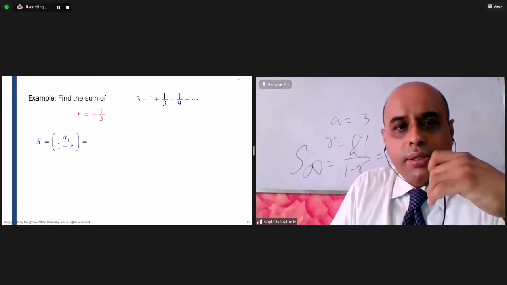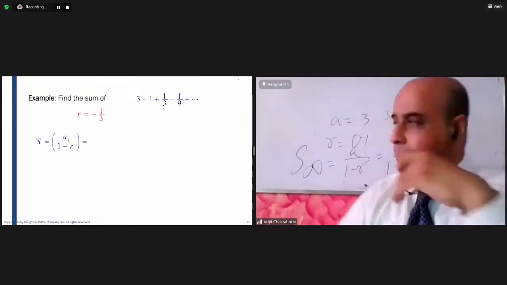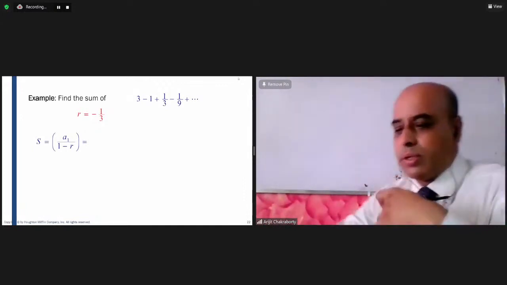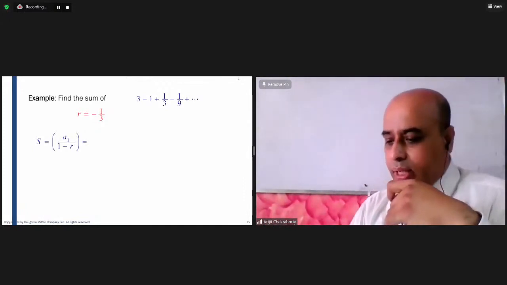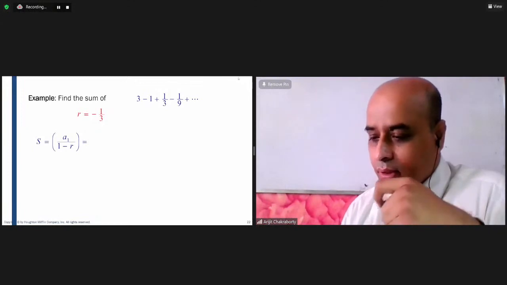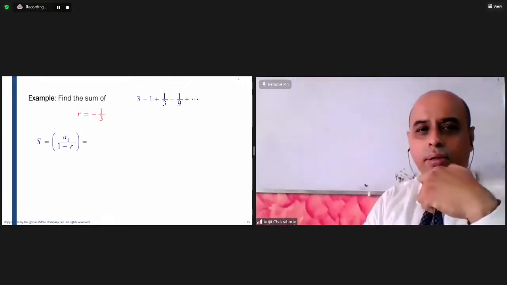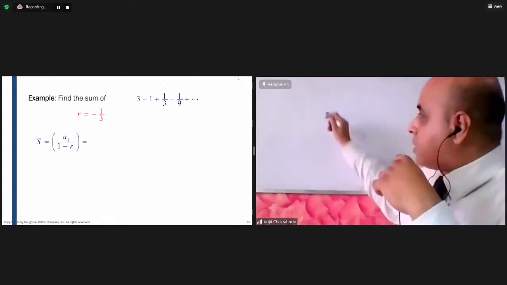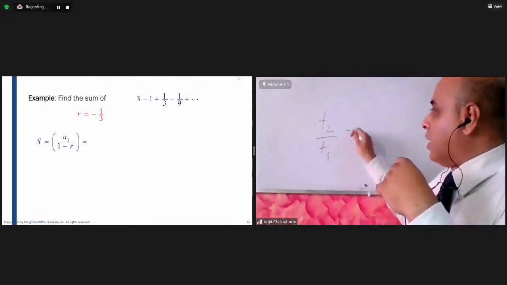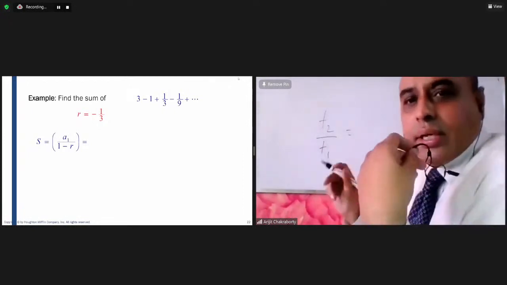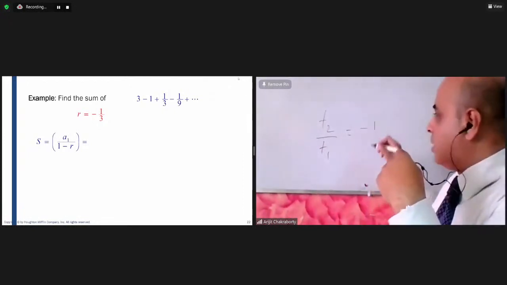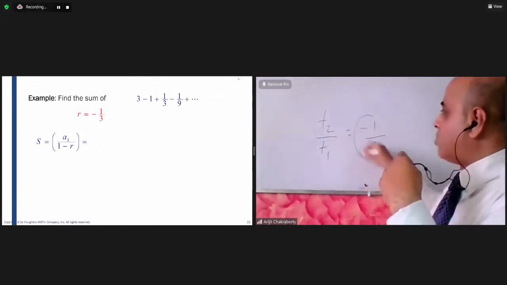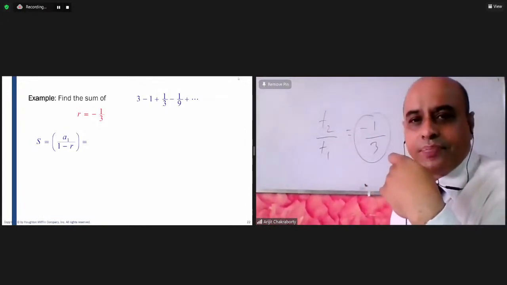Now here, let us work out the common ratio in this example and check what the common ratio is. The common ratio is term 2 divided by term 1. What is the second term? The second term is minus 1, and the first term is 3. So term 2 by term 1, therefore the common ratio is minus 1 by 3.